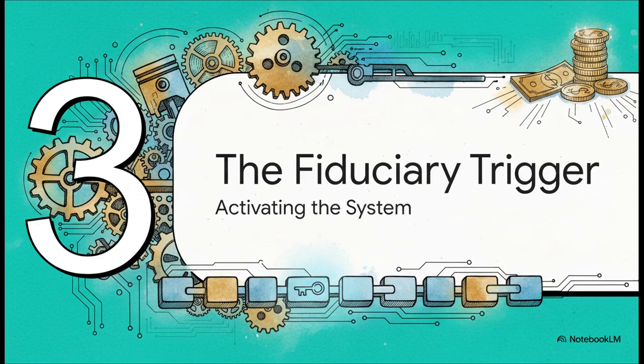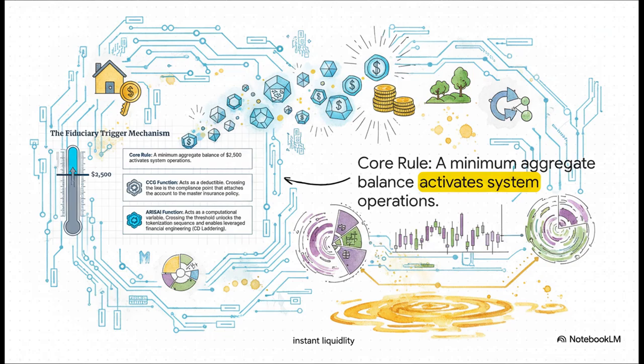All right, so our asset is now officially on the books. It's a recognized receivable. So what's next? What's the trigger that actually unleashes all the financial power we've been talking about? Well, that would be the fiduciary trigger. It's a core rule in the system, and it's actually pretty simple but incredibly powerful. Think of it like a switch. Once a specific financial threshold is met in the account, click, the entire system comes to life. All the tokenization, all the financial engineering tools, they're all unlocked.